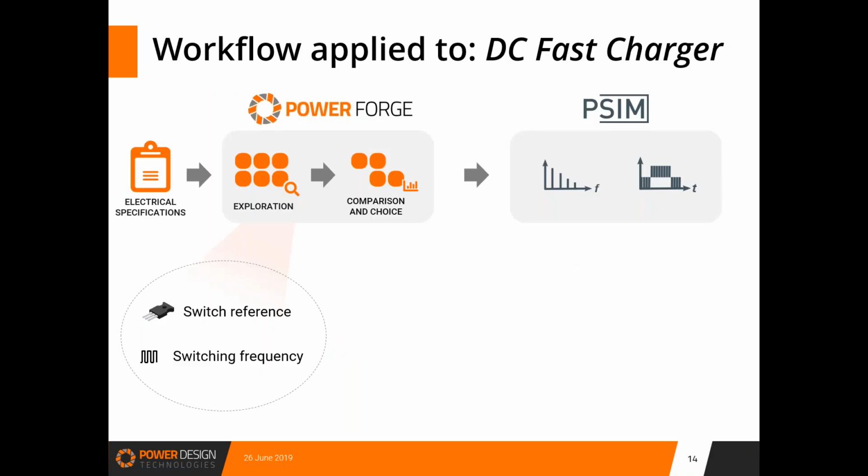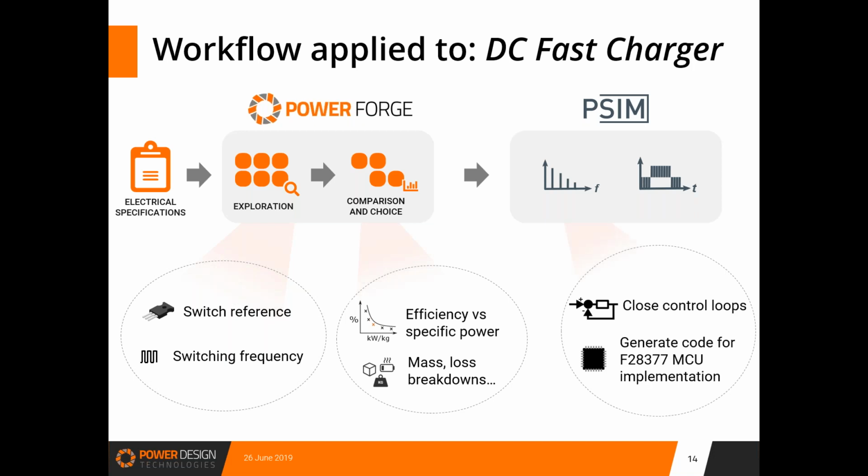We are going to apply the workflow first using PowerForge by benchmarking different power switches, but especially the switching frequency, and see its influence on the efficiency versus the specific power, but also mass and loss breakdowns. And then after the PSIM export, Albert will show you how to close the control loop and an example of code generation for an MCU implementation.